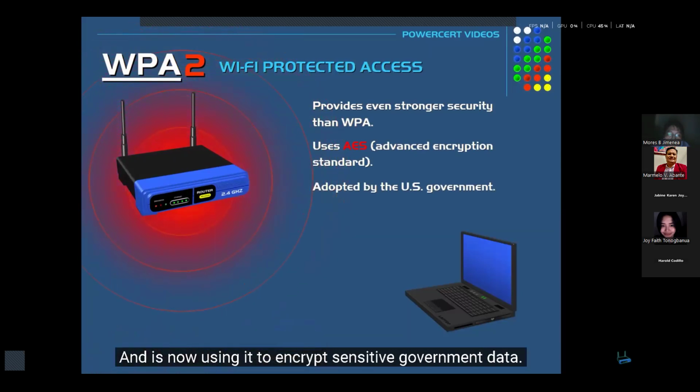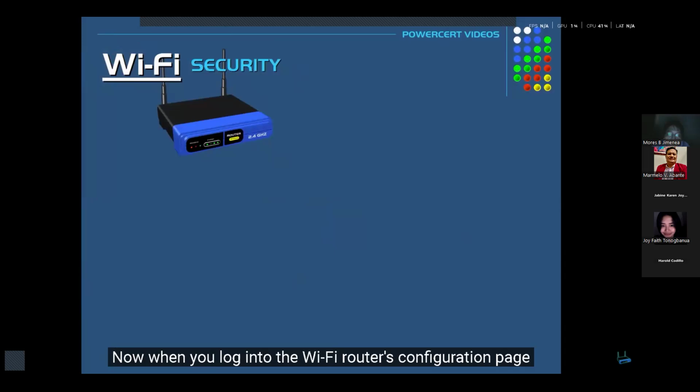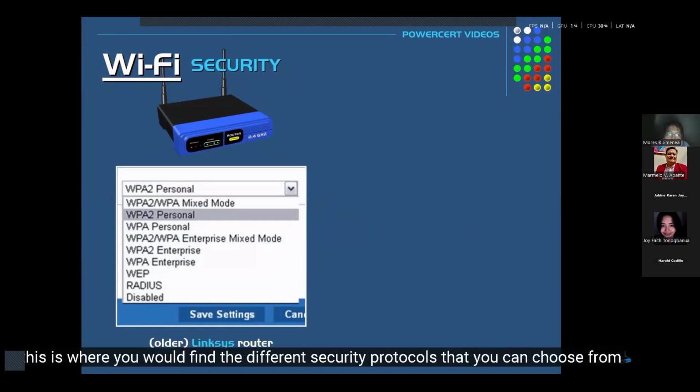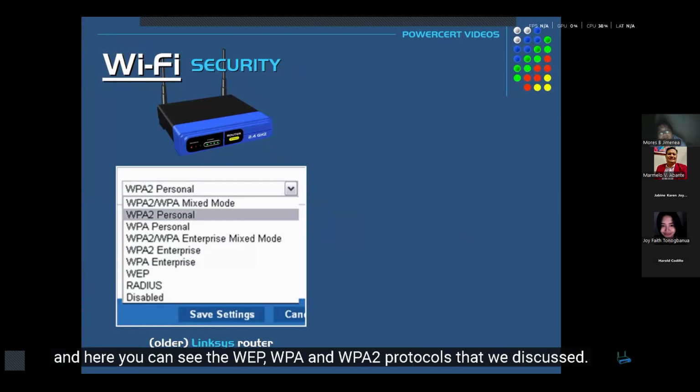encrypt sensitive government data. Now, when you log into the Wi-Fi router's configuration page and you go into the Wi-Fi security section, this is where you would find the different security protocols that you can choose from to protect your Wi-Fi network. So here is an example from an older Linksys router. And here you can see the WEP, WPA, and WPA2 protocols that we discussed.